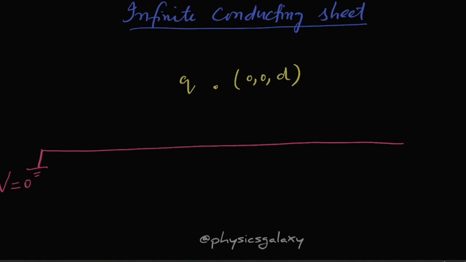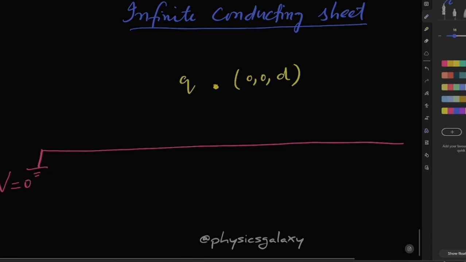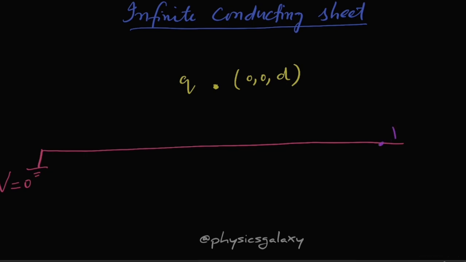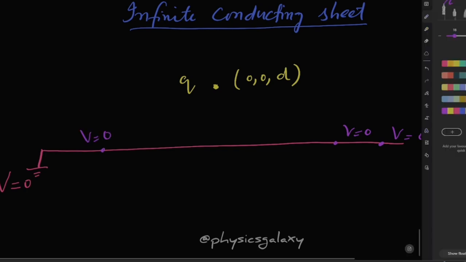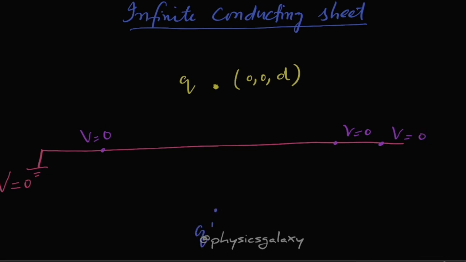Now, in the method of images, what I will do is put an imaginary charge in a different space so that the potential condition is satisfied. Remember, potential at all points equals 0. Any point you take on this infinite conducting sheet, potential equals 0. So if I put a charge q dash, which equals minus q, then this combination of charges will satisfy the boundary condition, right?